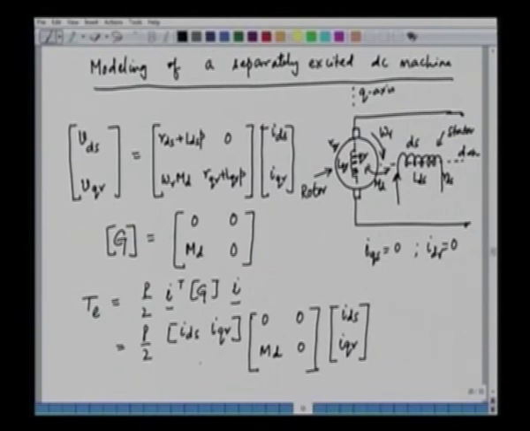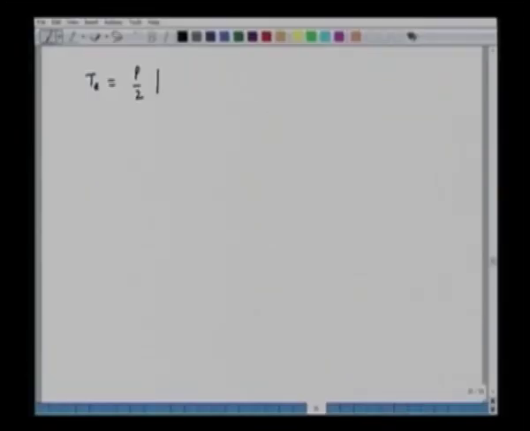Okay? And then if we simplify this torque equation, we will get the following expression. TE is equal to P by 2 MD IQR IDS and IQR. Now we can simplify this as P by 2 MD IQR into IDS. So this is the expression of the torque of a separately excited DC motor.